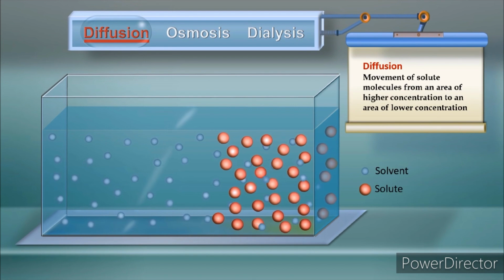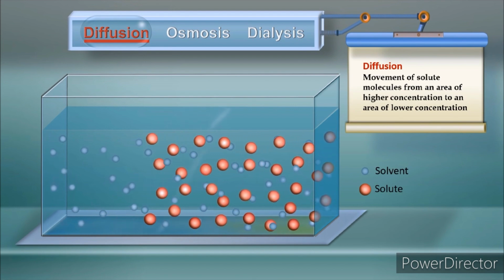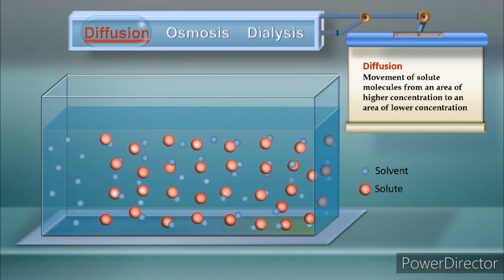Diffusion. Definition: movement of solute from an area of higher concentration to an area of lower concentration.